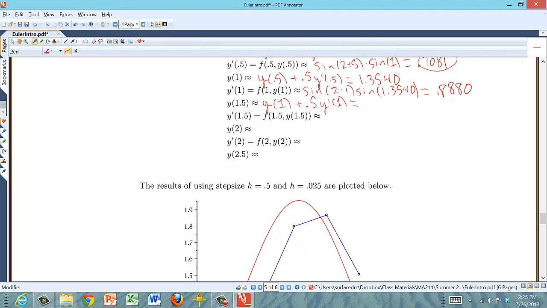And if you calculate that, so you have all the information you need, you have y at 1 approximately, you have y prime at 1 approximately. If you calculate all that, you get 1.7980.